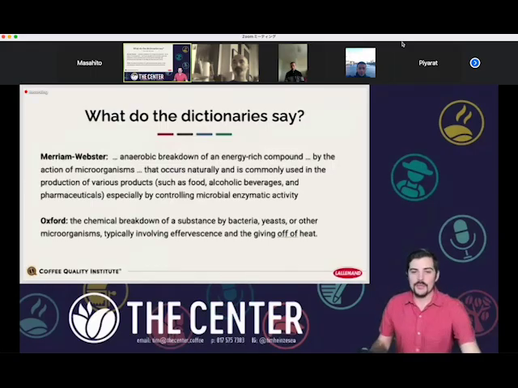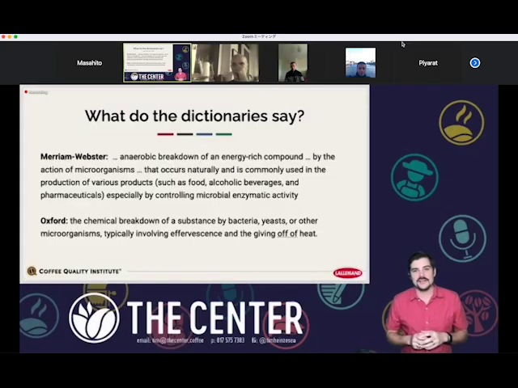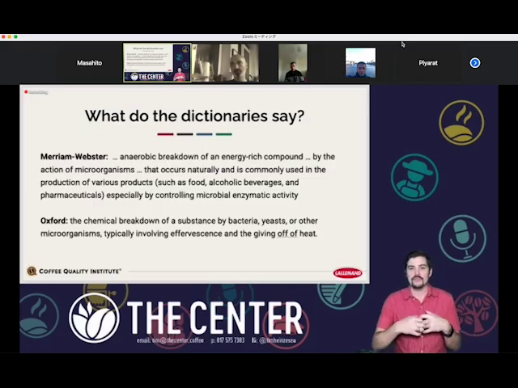Okay, so again, a couple of the key highlights here. Merriam-Webster is defining this as an anaerobic breakdown. So think breaking apart, breaking down of an energy-rich compound. Okay, so some type of compound that has energy in it, by the action of microorganisms. So we're clearly talking about some type of actors, some types of actions that they're taking that occurs naturally and is commonly used in the production of various products, especially by controlling microbial enzymatic activity. And again, we're going to dive down deeper into these. Let's just continue on and see what we see.